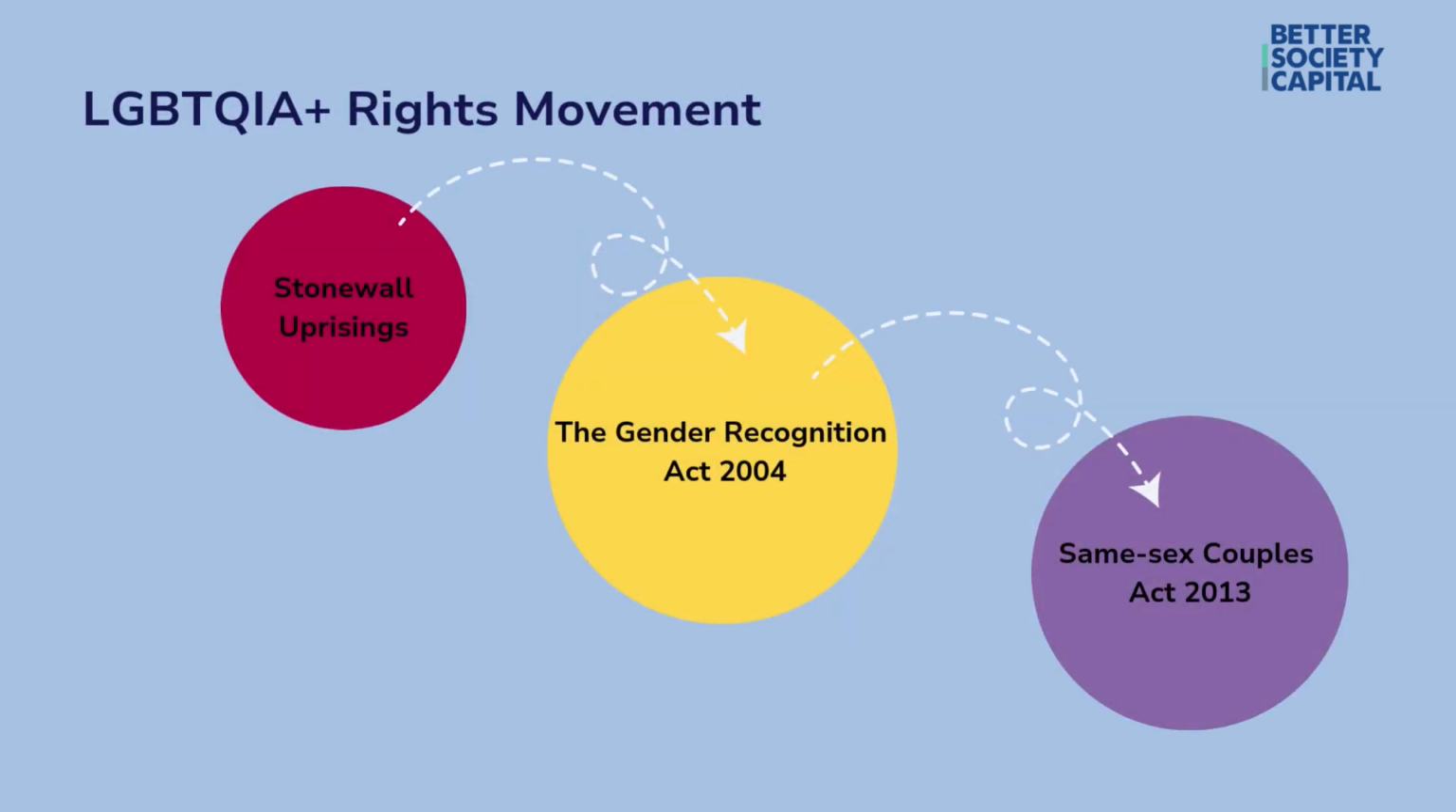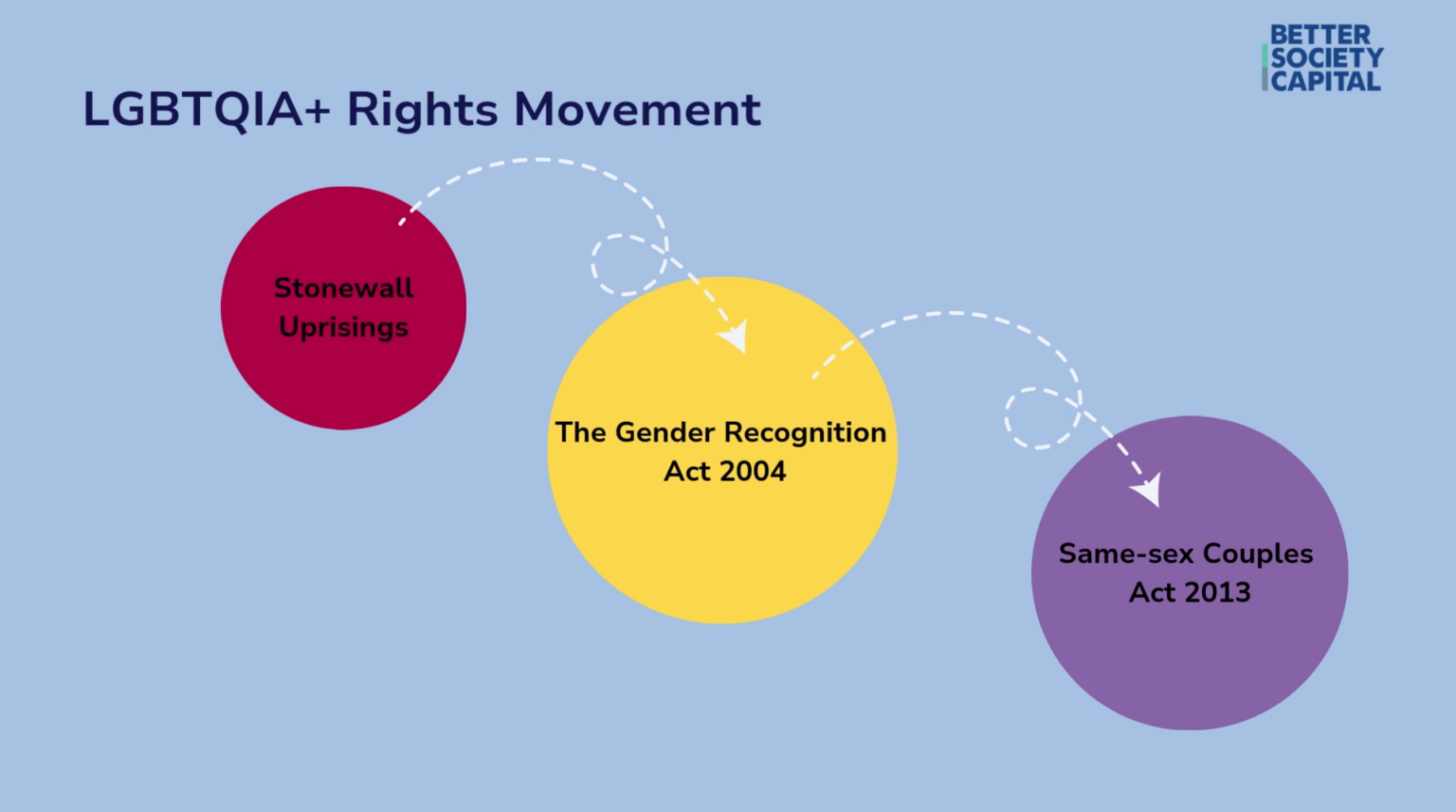The LGBTQIA+ movement is a broad and diverse social and political movement advocating for the rights, acceptance, and equality of individuals who identify as lesbian, gay, bisexual, transgender, queer or questioning, intersex, asexual, and other sexual orientations and gender identities. In 1969, the Stonewall Uprisings occurred in New York City, USA, and had a profound impact on LGBTQIA+ activism worldwide, including in the UK.